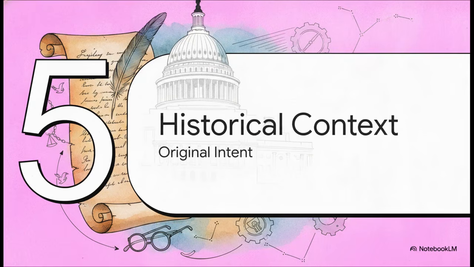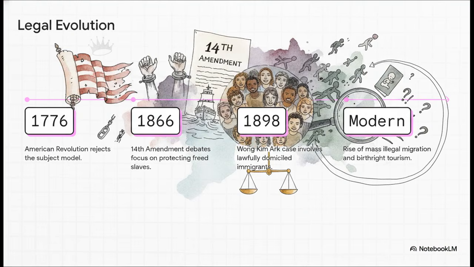Section 5. The historical context. To unpack this even further, we need to trace the historical timeline and look at who the framers of the 14th Amendment actually had in mind. We started with the Revolution in 1776, rejecting the subject model. Then jumped to 1866. The debates surrounding the 14th Amendment were overwhelmingly focused on ensuring that freed slaves, people who were already deeply embedded in American society, were unambiguously recognized as citizens. The author emphasizes that those 1866 debates never contemplated modern mass illegal migration or birth tourism. It was completely alien to their world. Yet the current court is taking a limited, context-bound rule and just extrapolating it across a totally different modern era.